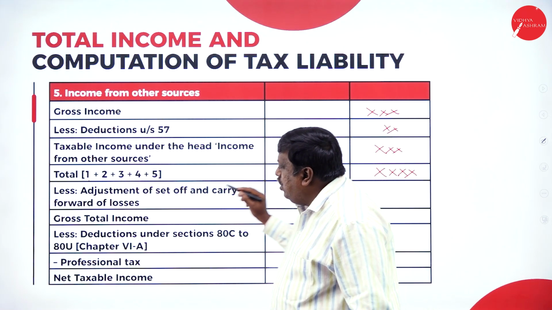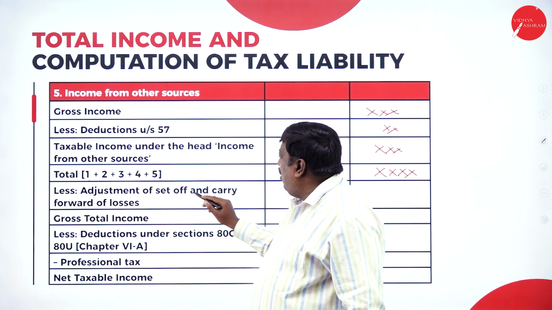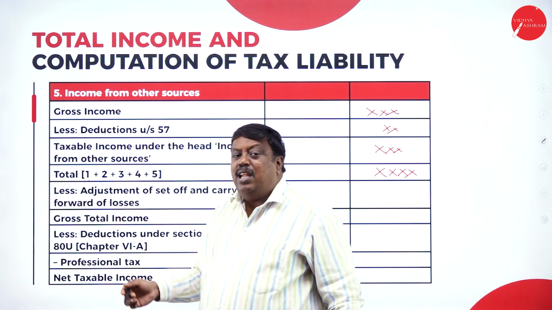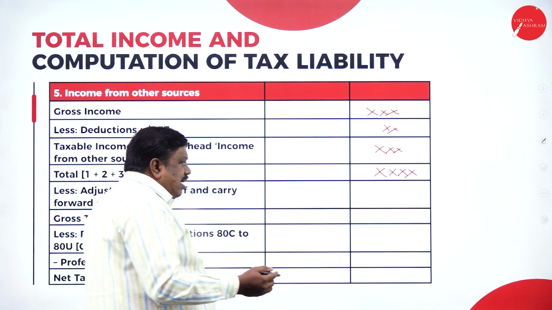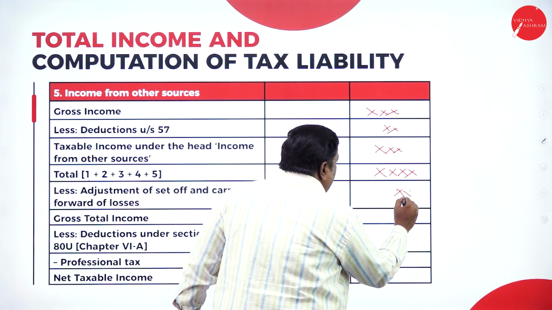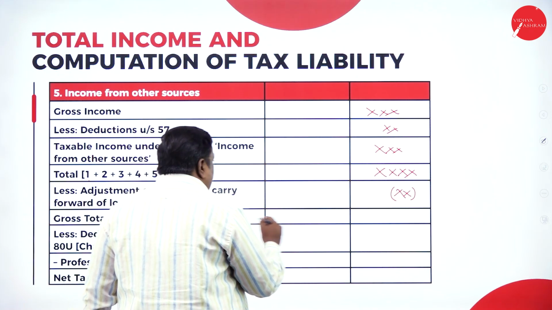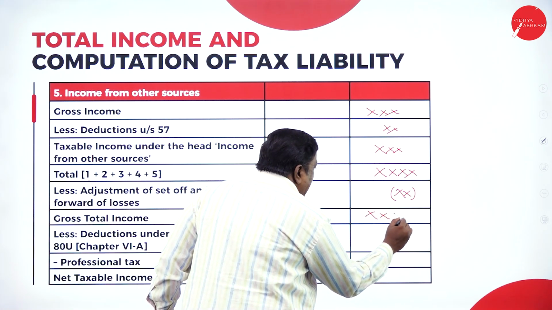From this we are going to deduct the adjustment of set off and carry forward of losses. If any losses are there, they should be set off. Deduct that amount and the remaining amount will be called gross total income.